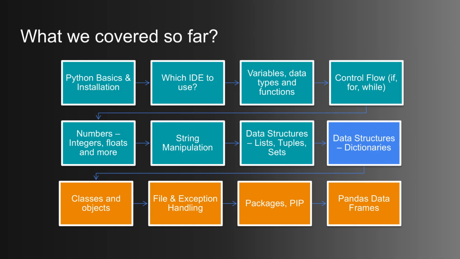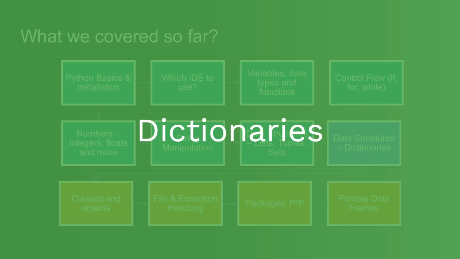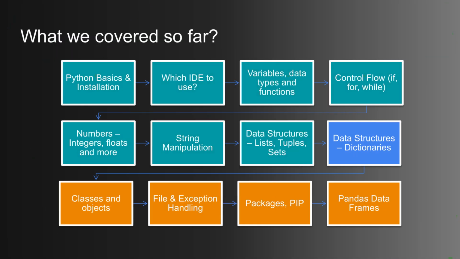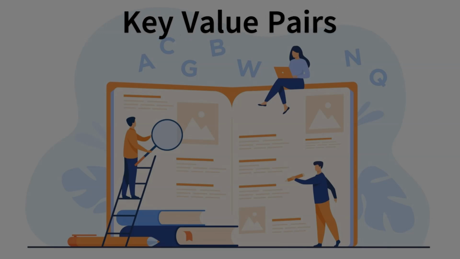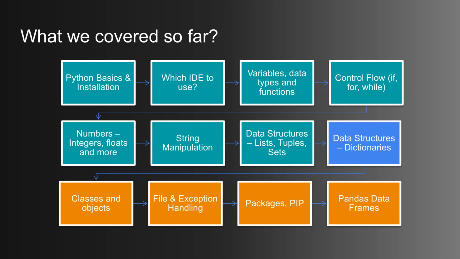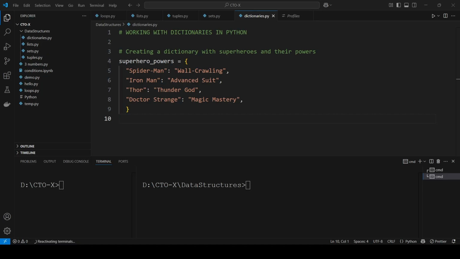Now we move on to our next topic, dictionaries. Dictionaries are one of the most powerful and flexible data structures in Python. They allow us to store and retrieve data using key-value pairs, making them ideal for handling structured information efficiently. Let's dive into Python dictionaries with a fun example.